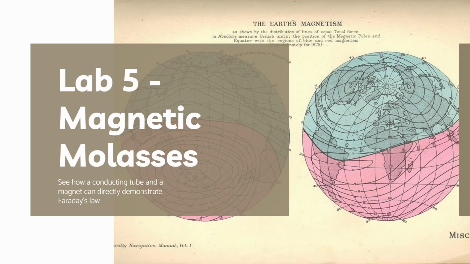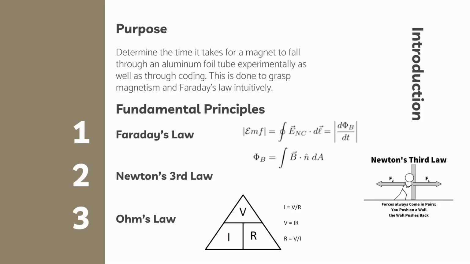The objective of this lab is to determine the time it takes for a magnet to fall through an aluminum foil tube using two methods: experimental measurements and a coding model. With the experimental method, we're going to drop it through the tube 5 times and record the times, and with coding, we're going to use a coding model to predict the drop time.